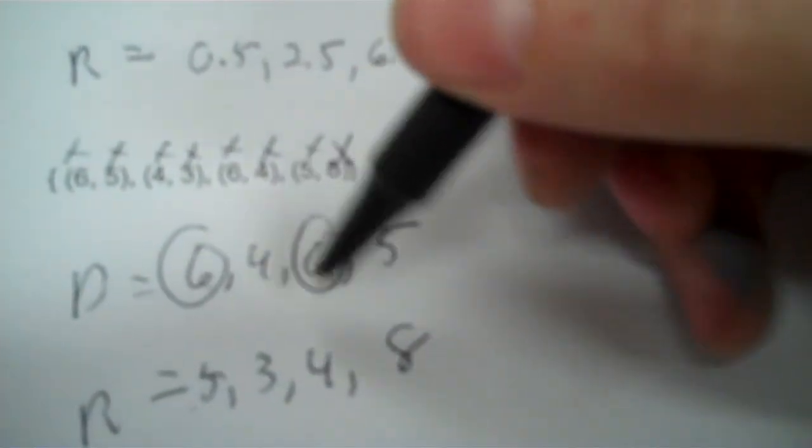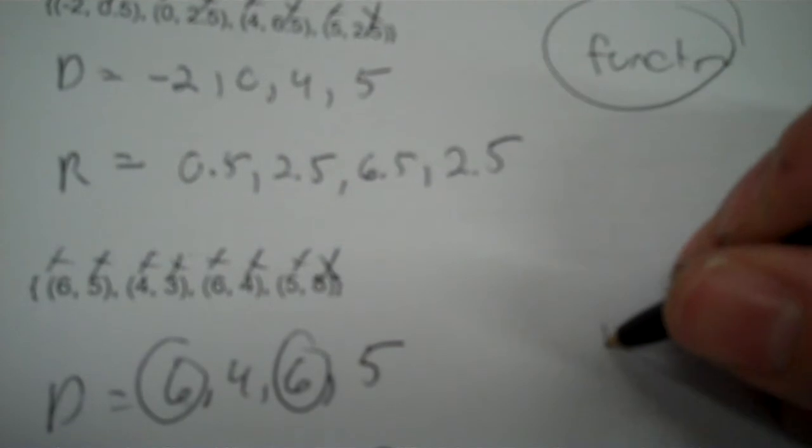Domain and range. So 6, 4, 6, and 5. Then right below it, 5, 3, 4, 8. I have repeat values of 6, and they match up to different range values, so that means it's not a function.